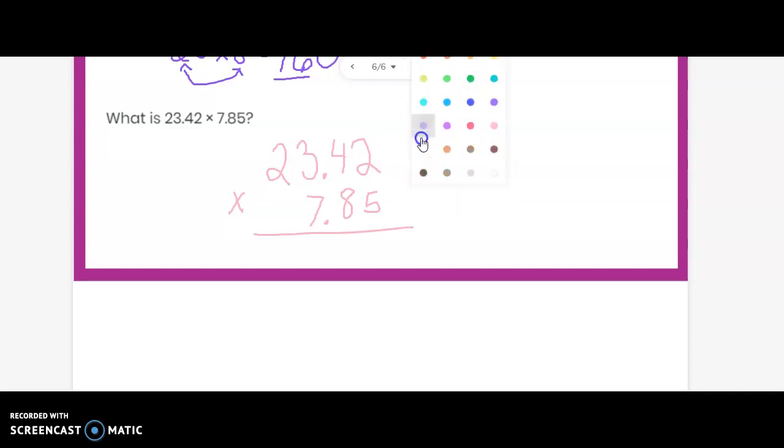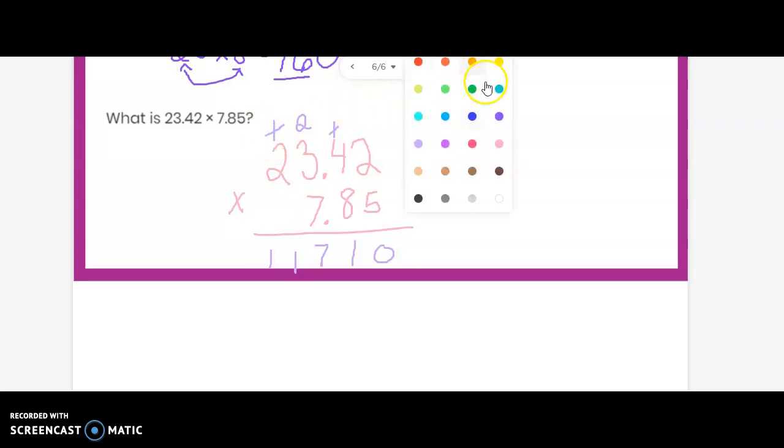So let's do that. 5 times 2 is 10, carry my 1. 5 times 4 is 20, plus the 1 is 21. Carry my 2. 5 times 3 is 15, plus the 2 is 17. 5 times 2 is 10, plus my 1 up there is 11. All right. Moving to the next place, and I'm going to put in that 0 to hold the place. So then 8 times 2 is 16, carry my 1.